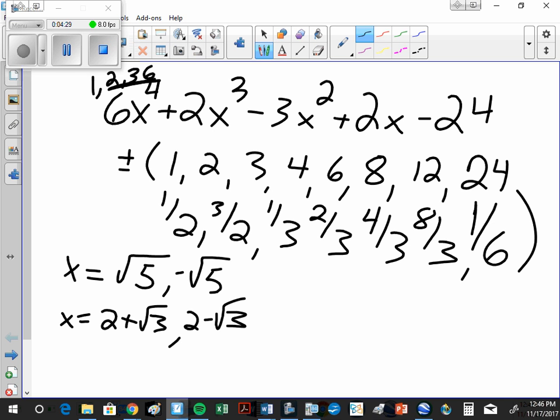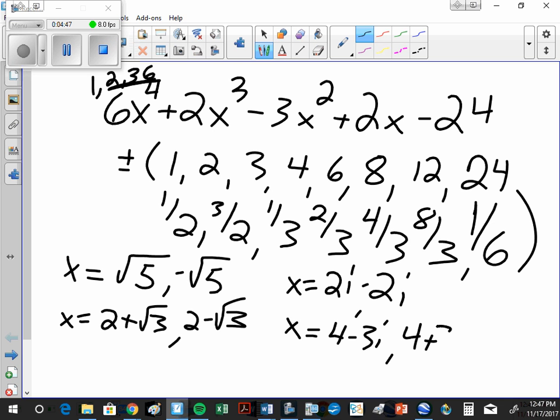The same is true with imaginary roots. If my root was 2i, it comes with a partner that would be negative 2i. And if my root was 4 minus 3i, then 4 plus 3i is also a root. Does that make sense? So imaginary roots always come in conjugate pairs. Conjugates are the exact same thing with a different sign in the middle. Both the irrational roots and the imaginary roots come in conjugate pairs every single time.